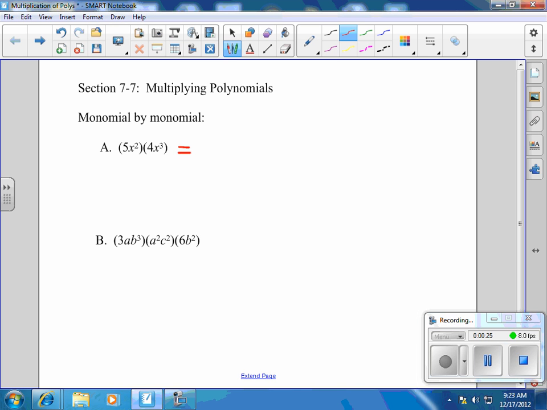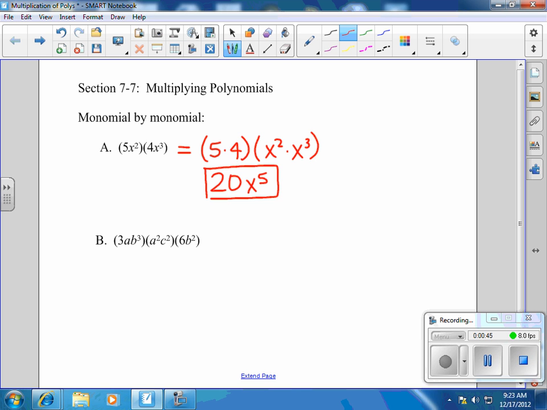So if we want, we could rearrange it so that we had 5 times 4 and then x squared times x cubed. 5 times 4 is something we can do in our heads, and then we can use a rule to simplify our x's and get to the 5th power. Chances are you guys don't need to show that much work, and that's totally okay with me.